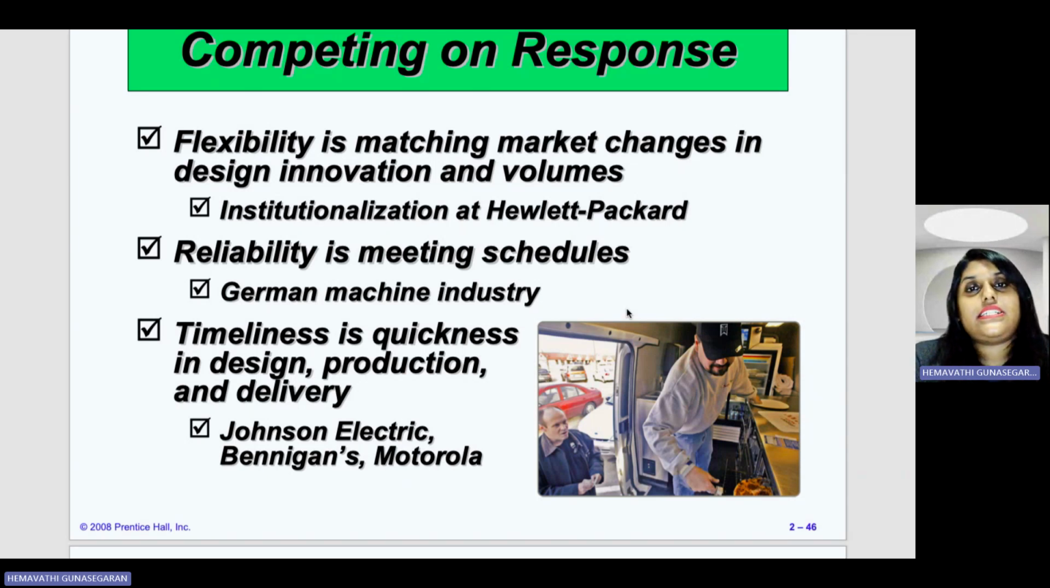All right. So flexibility is matching market changes in design innovations and volume, institutionalized at Hewlett Packard. Reliability is meeting schedules, government, fashion industry. Timeliness is quickness in design, production, and delivery: Johnson's Electronic, Gungas, Motorola, right? When we speak about response, it is not only about communication, it is about institutionalization. And then it is about your quickness in terms of design, in terms of your production, in terms of delivery, in terms of your customer satisfaction.